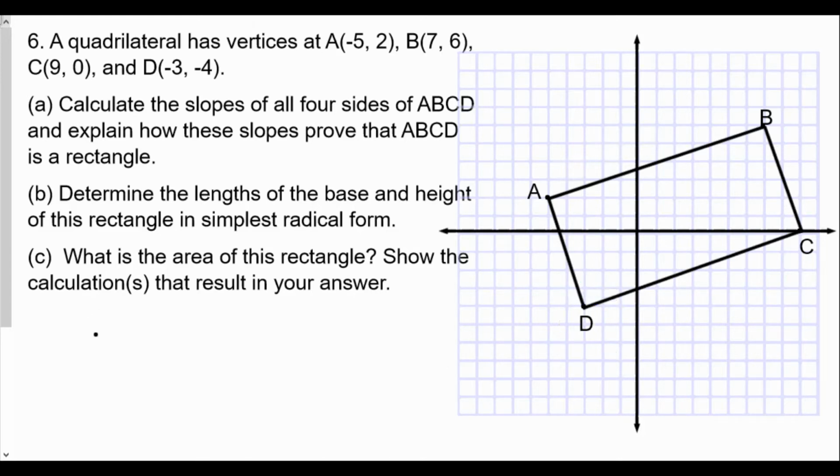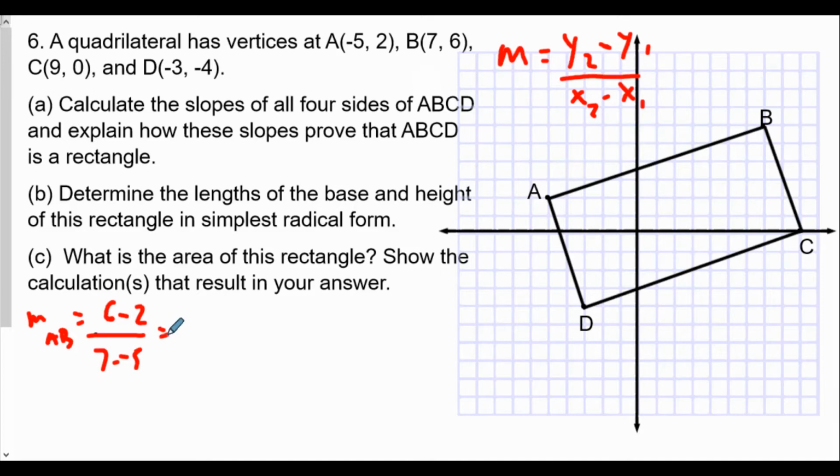For those who have forgotten our slope formula, it will be, in this case, m, which is the slope, equal to y2 minus y1 over x2 minus x1. All right, so keep in mind, it's the difference of the y's over the x's in a particular order. So for AB, the slope of AB will be 6 minus 2 over 7 minus -5. And we get 4 over 12, which simplifies to 1/3.